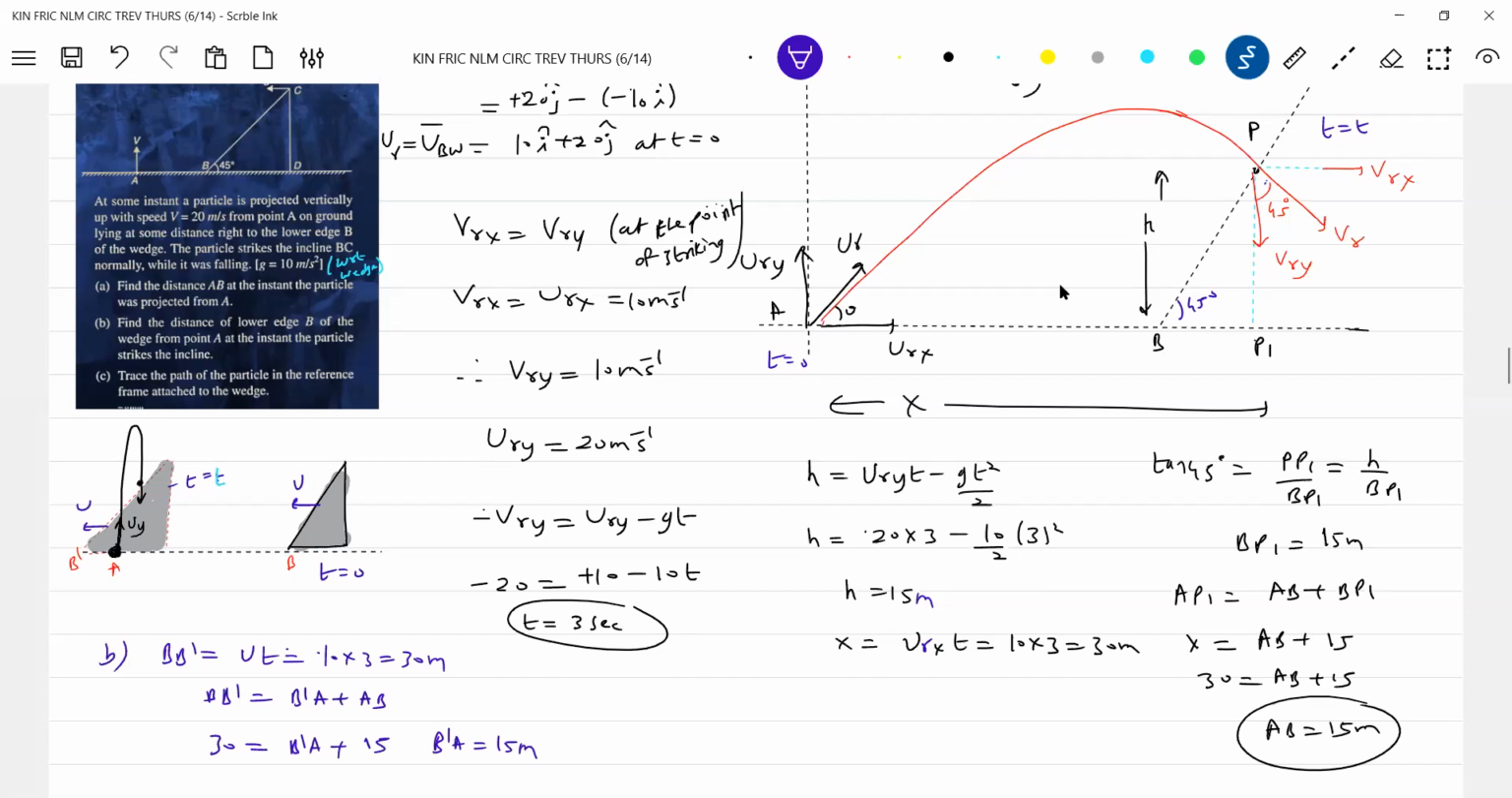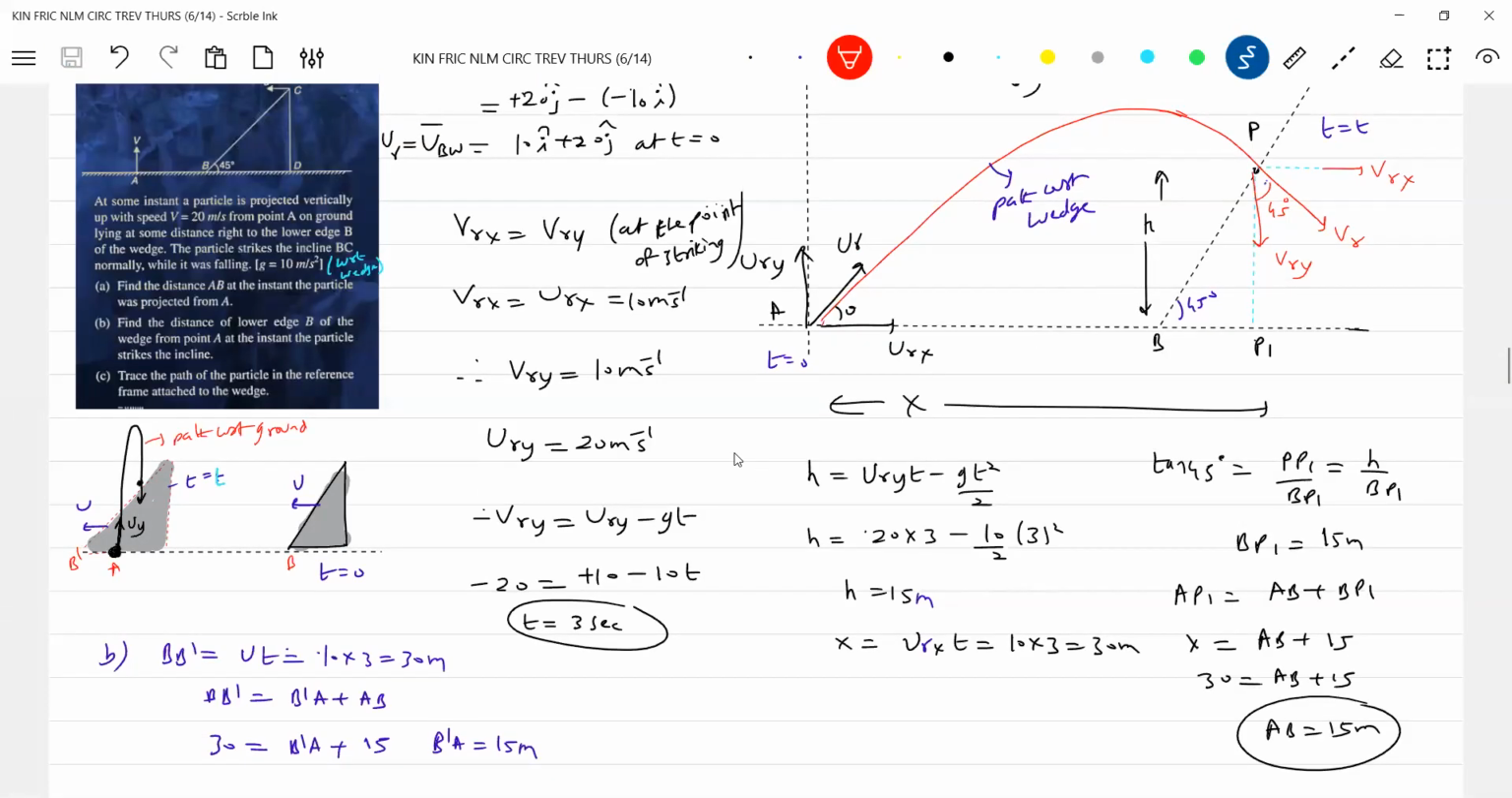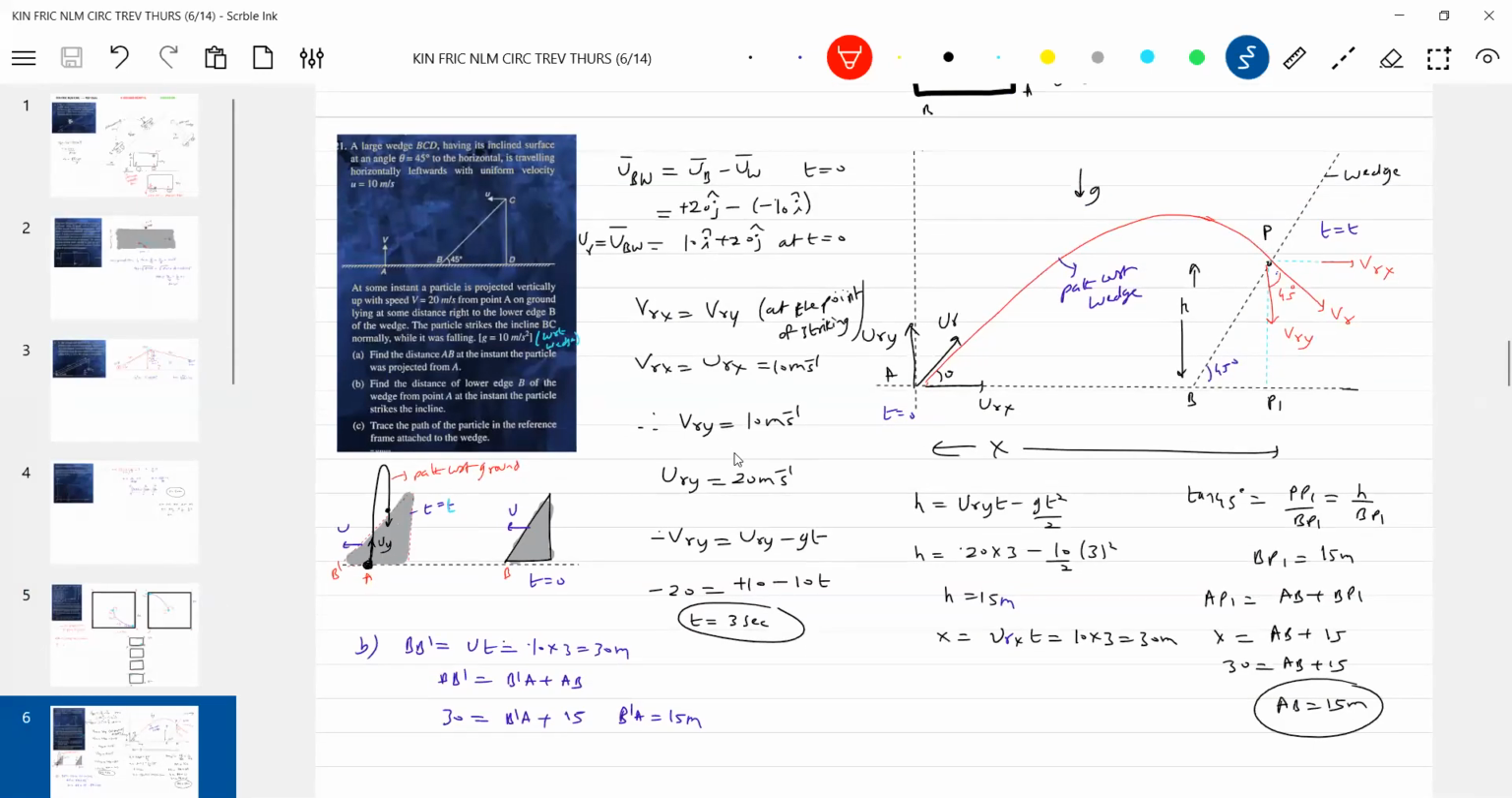Take the path of the particle in the reference frame attached to the wedge. It should be parabolic. In the ground frame, it will be ascending. So this will be the path with respect to the wedge, and this is the path with respect to the ground. So that's why I suggest you try to analyze some problems of this kind where you have to think in both the frames, in the accelerating frame or in the moving frame of the wedge. These are the answers.